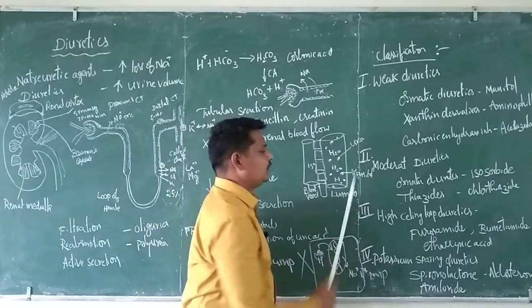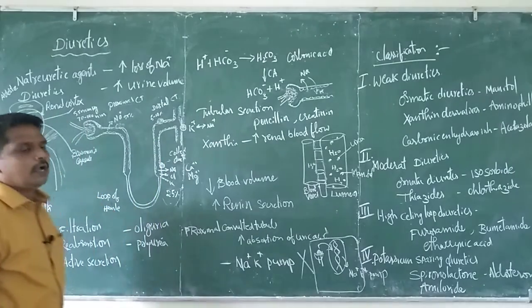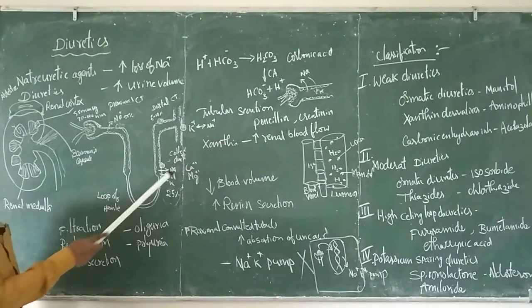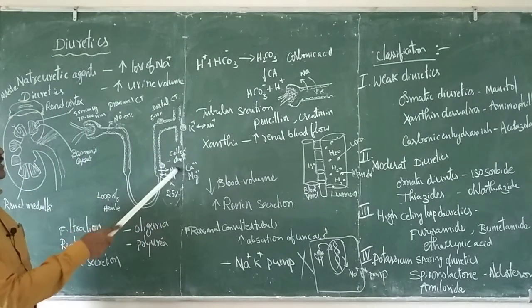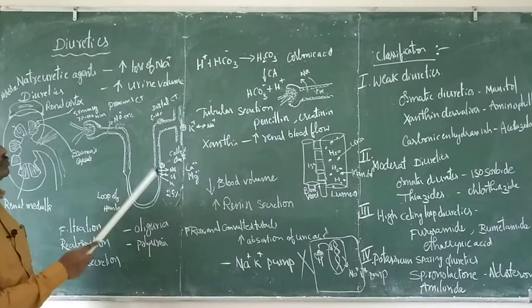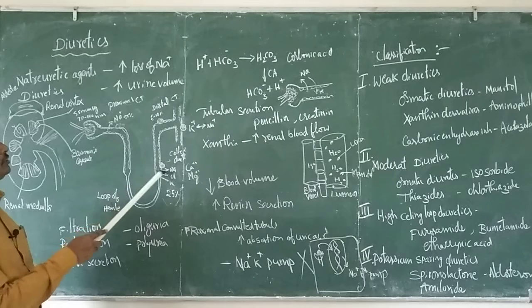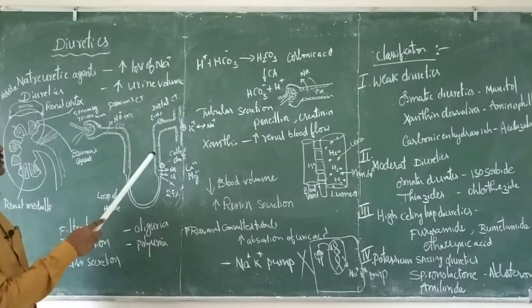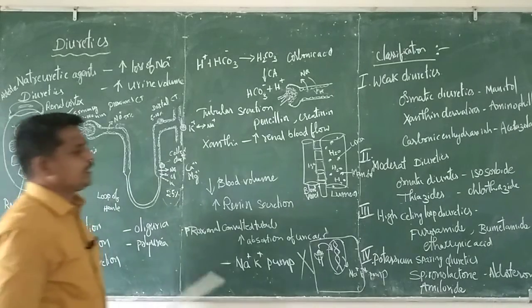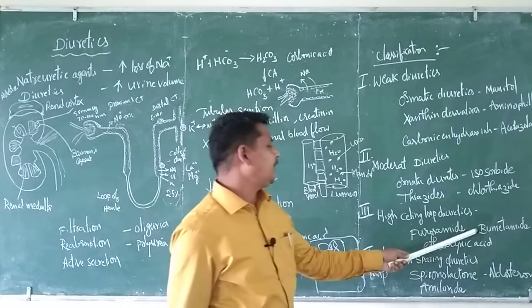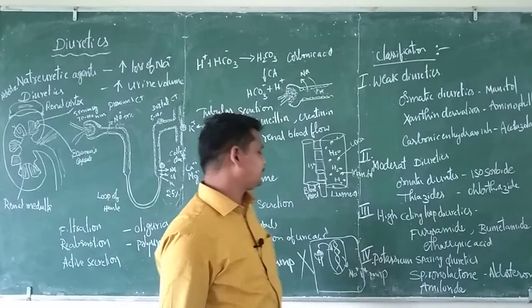Next, high ceiling diuretics. These are the agents which work most effectively. Most of these drugs work on the ascending loop of Henle. They block the reuptake of sodium, chloride and potassium. As a result, a higher concentration of salts is present in the lumen, which the water follows. Thereby they act. Examples: furosemide, bumetanide, ethacrynic acid.